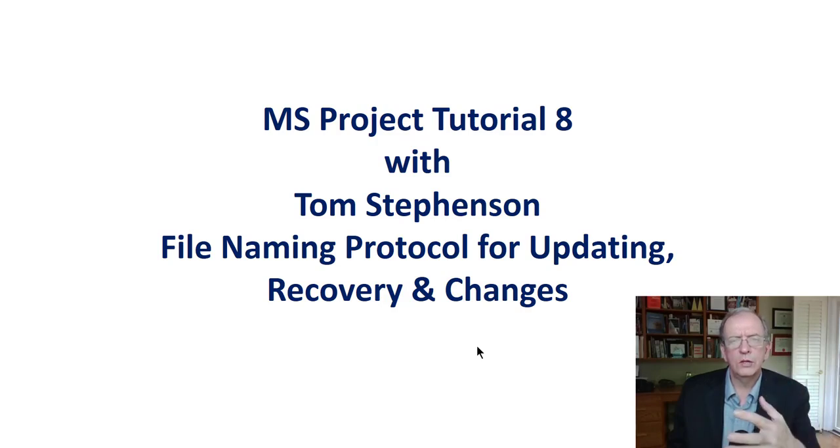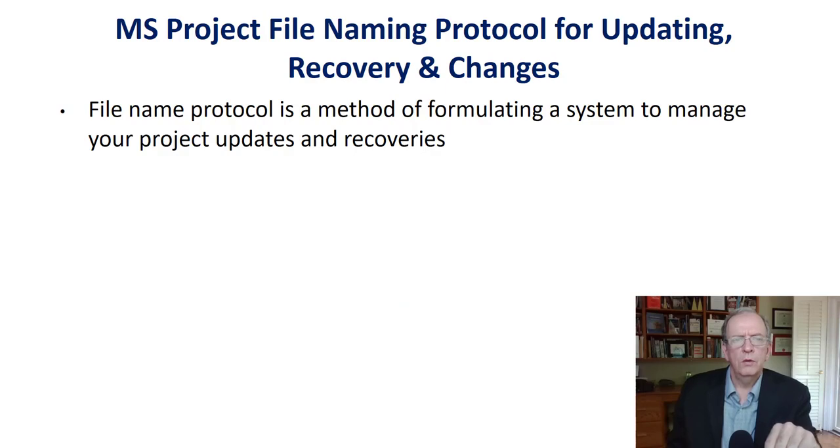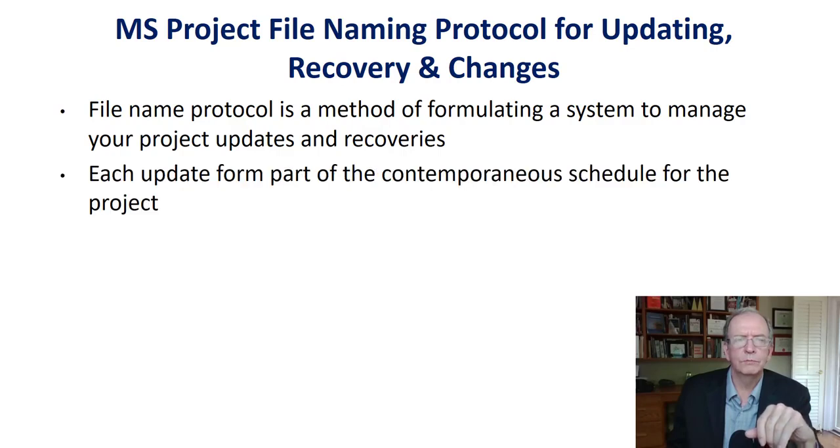We know when they occurred, we know when we did it, and it gives us a great advantage as far as organizing our processes. So really, the file naming protocol is a methodology of formulating a system to manage your project updates, recoveries, changes, and your scheduled narratives too, although I don't include too much today because that's a separate document. It's not a Microsoft Project file, but we can use the same file naming protocol to organize it as well.